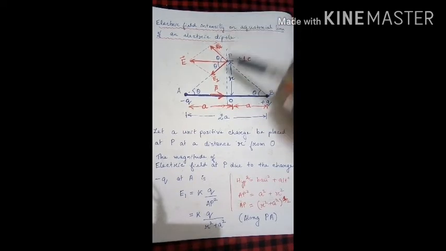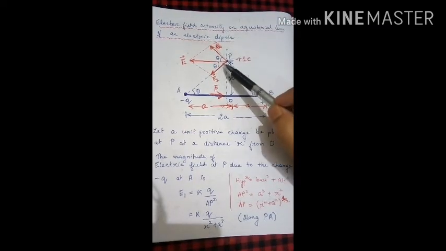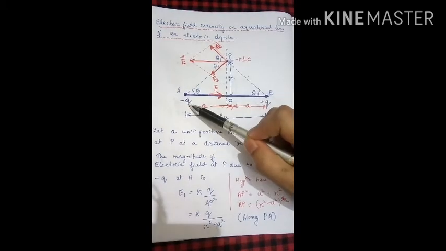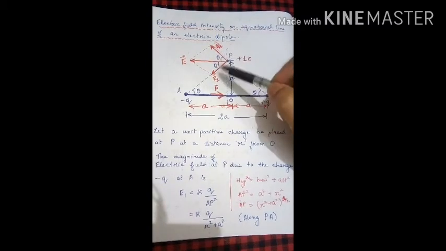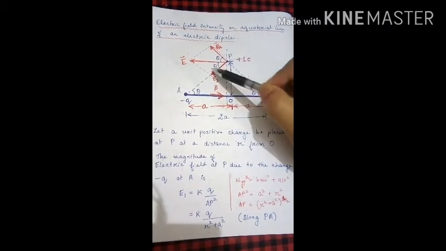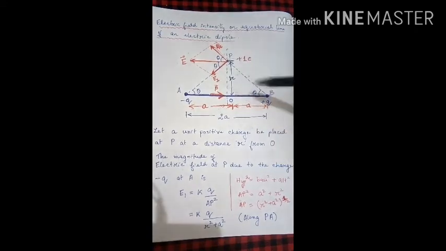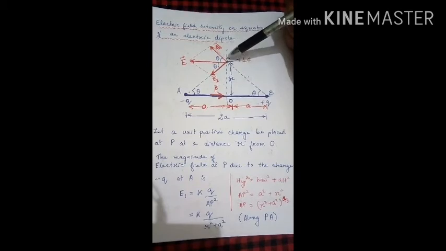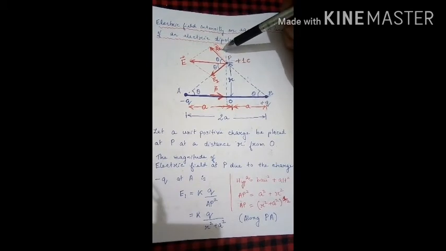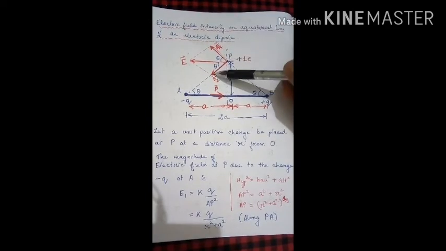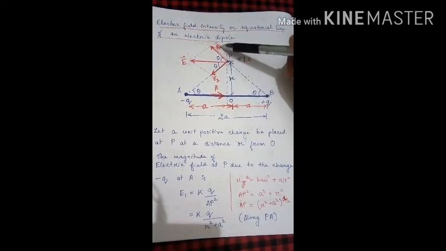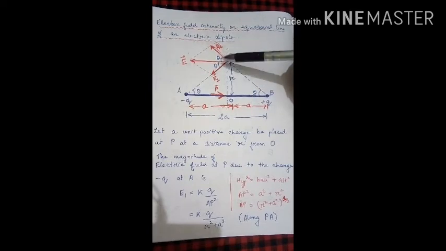So we have got two directions of electric field intensity. First, due to the charge minus q, we have shown the electric field intensity as E1 along this direction. For the charge plus q at point B, the electric field intensity at this point is shown as E2, along this direction. Now we have two vectors, E1 and E2. Both electric fields are vector quantities.